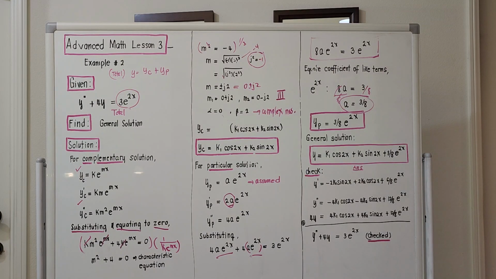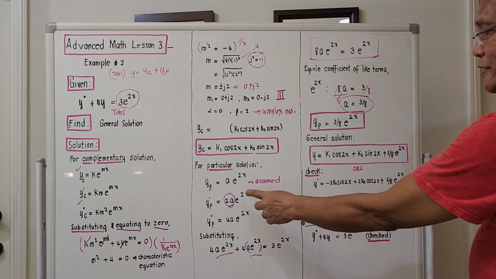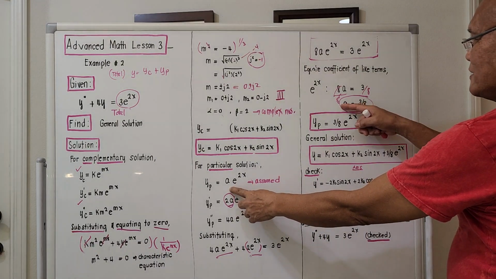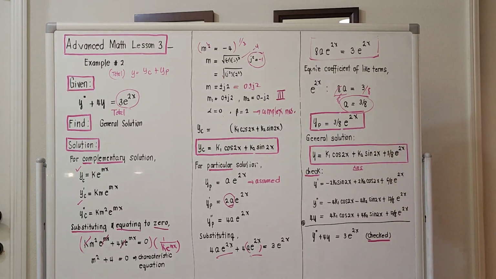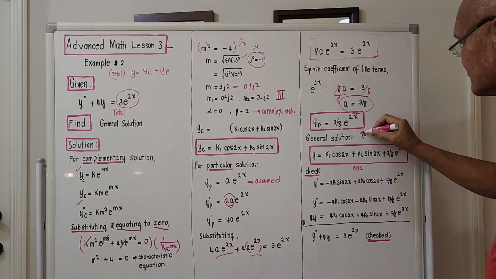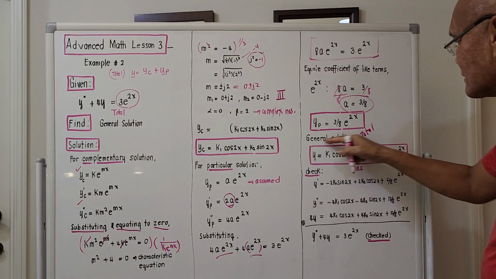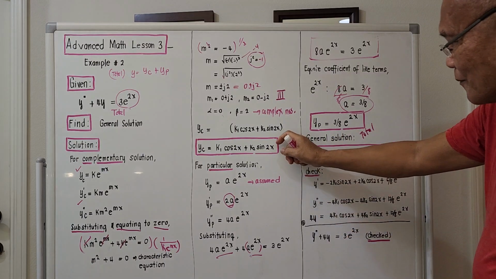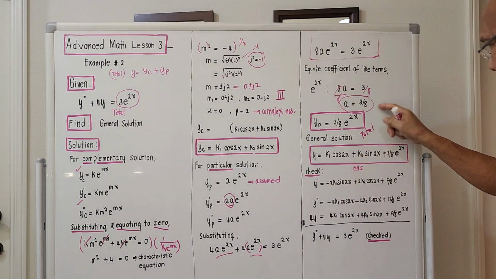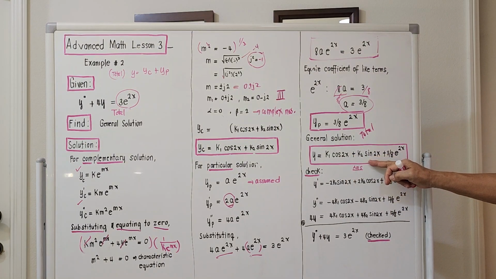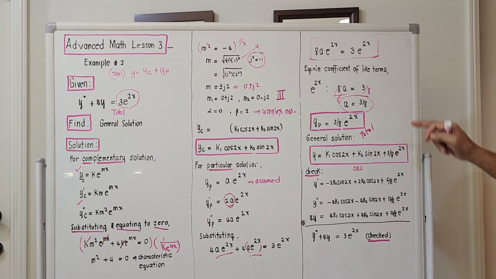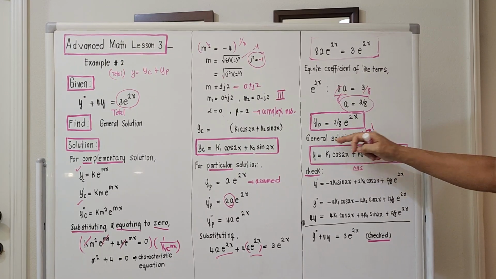So we now know the general solution. No, particular solution. We'll just go back to this, okay? And since a is 3/8, the particular solution now will be 3/8 times e raised to the 2x. So the total general solution will be the complementary solution plus the particular solution. So it is k1 cosine of 2x plus k2 sine of 2x plus 3/8 e to the 2x. That is our total general solution.